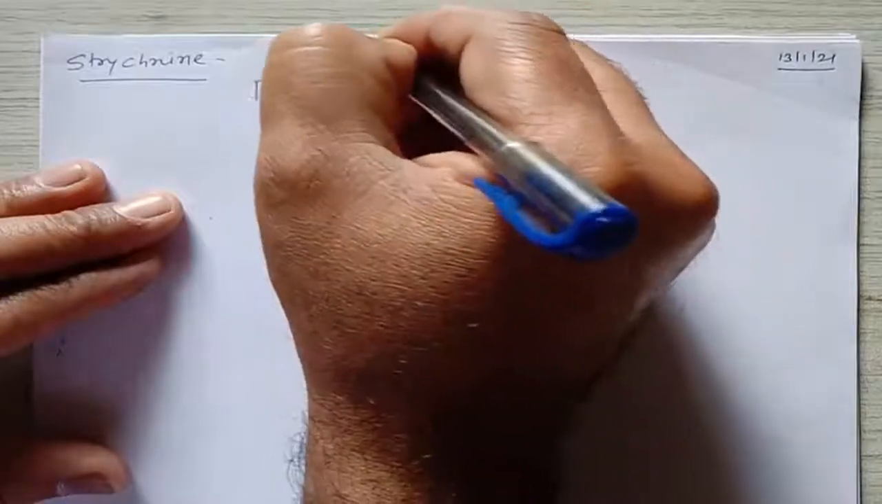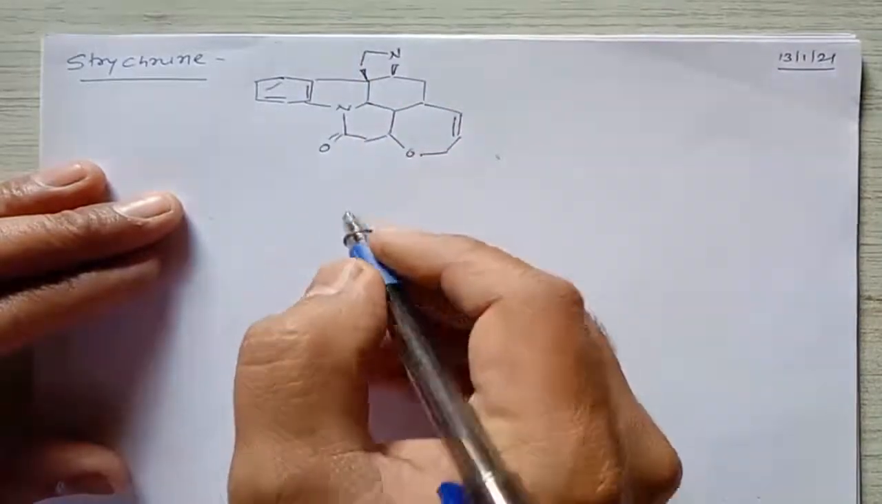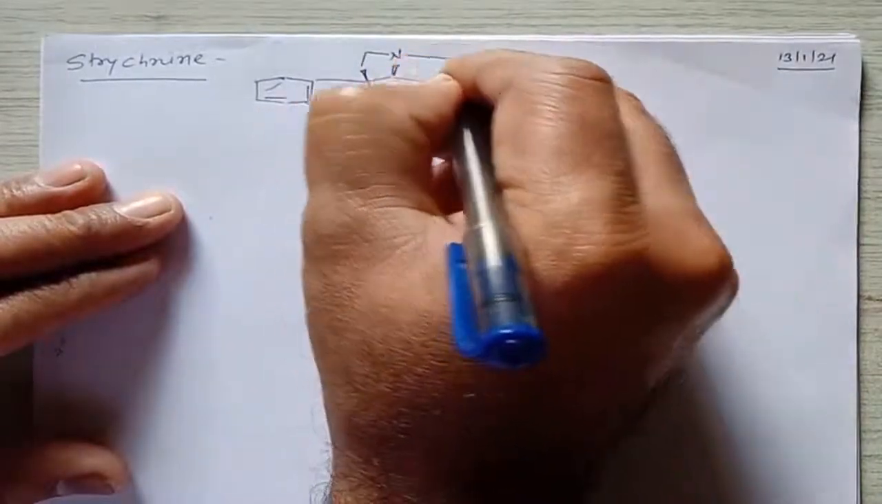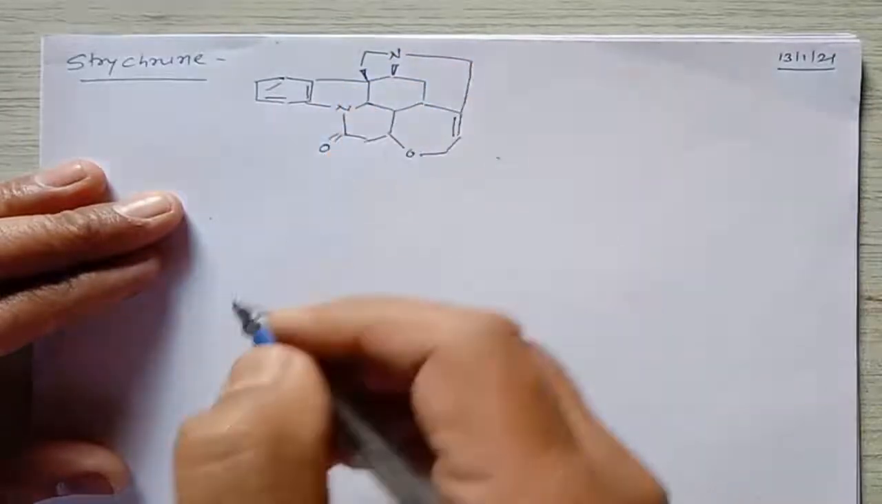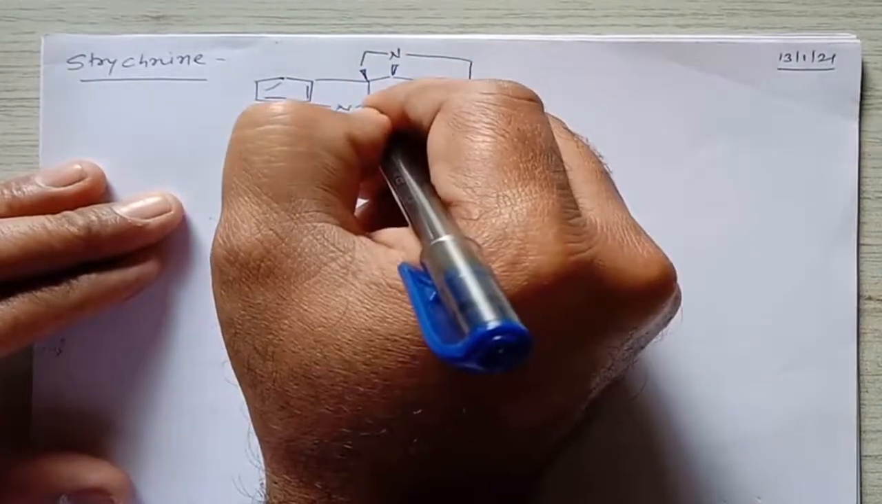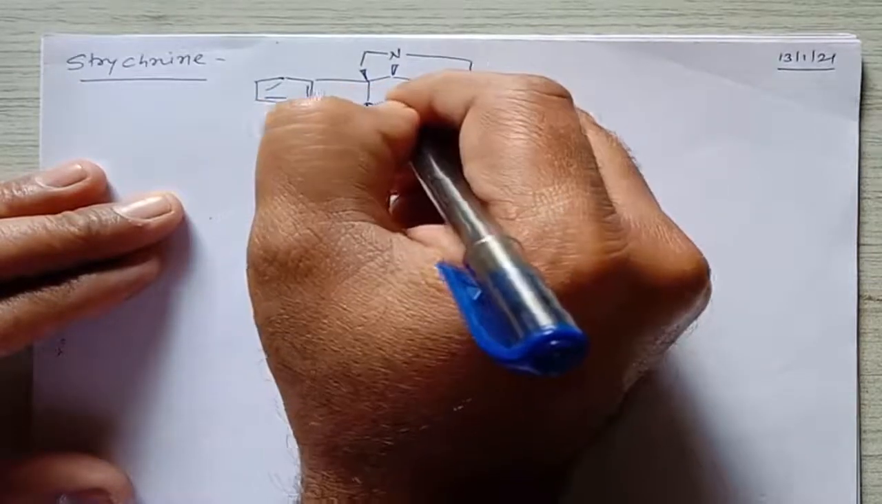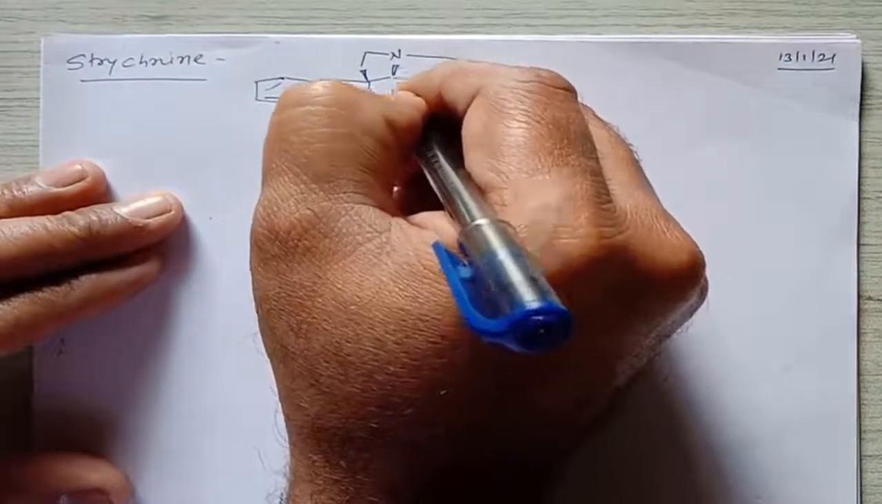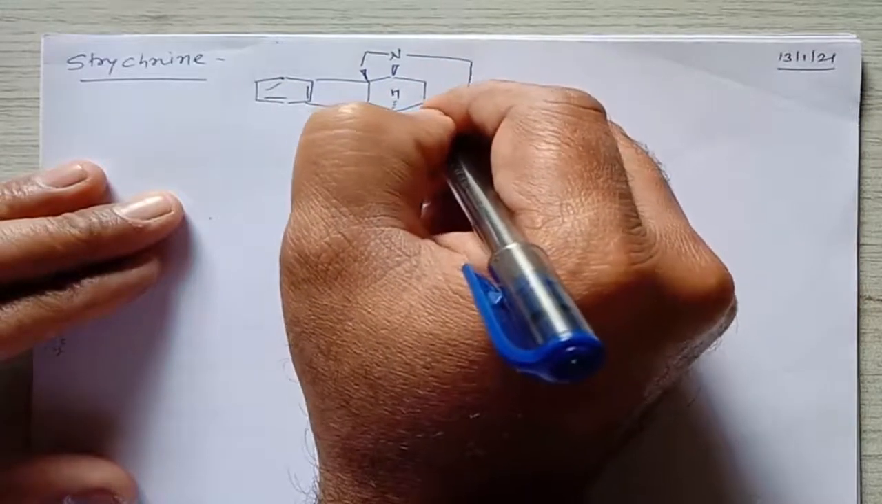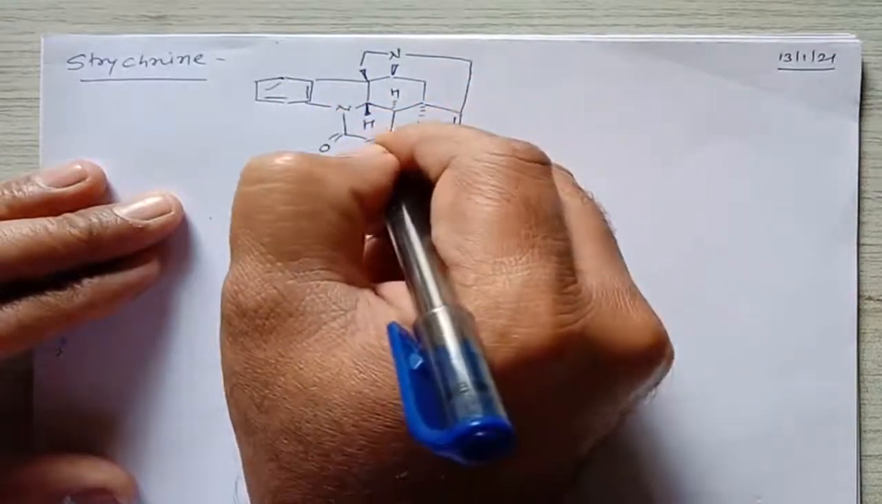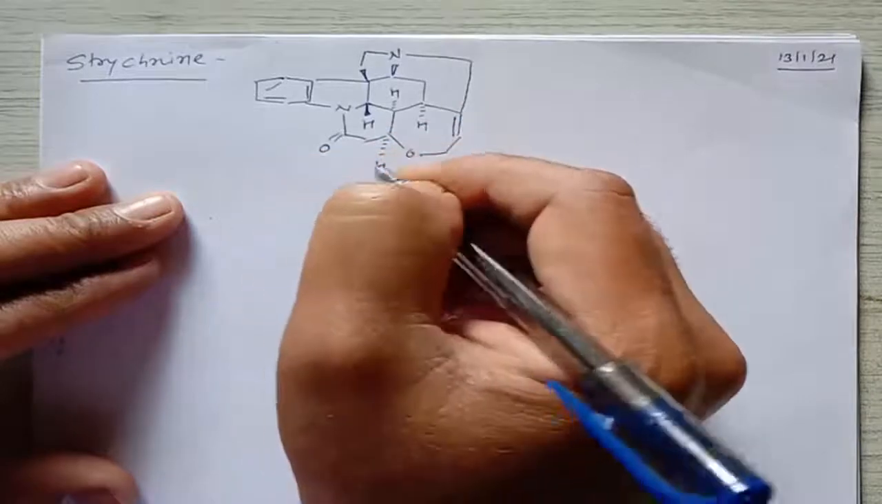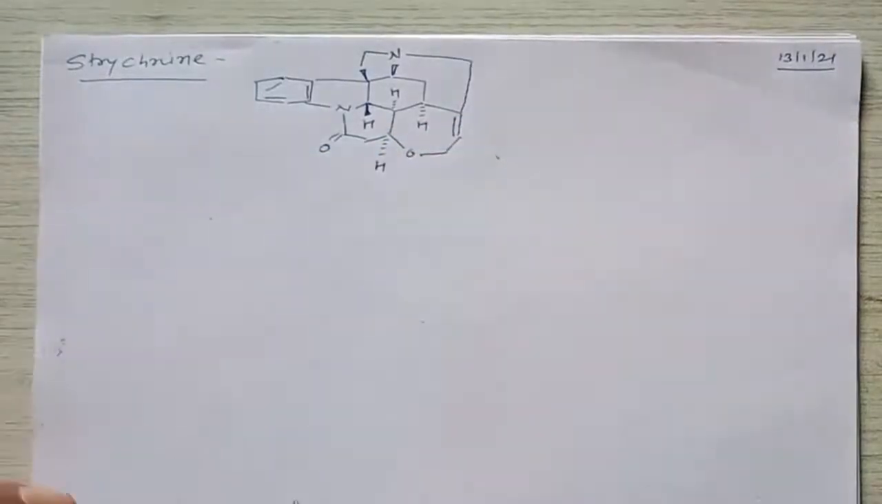Here there is a double bond, and there are different asymmetric centers, including one which contains a nitrogen atom, and this ring is connected to this 7-member ring. So it has different stereogenic centers, in which 5 stereogenic centers are present in one ring and the remaining stereogenic center is present in the other ring, right? So this molecule is called strychnine.